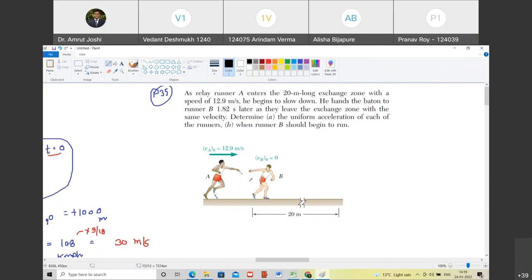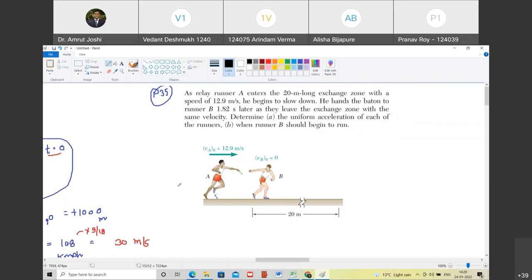Okay, now, in your thought process, the problem should be clear. When it is about relay running, this 20 meter is the exchange zone. So whenever runner A enters this zone, he has a velocity greater than runner B. Are you with me? But when runner B sees runner A in his vicinity, then he starts running. He starts accelerating, and runner A starts slowing down.